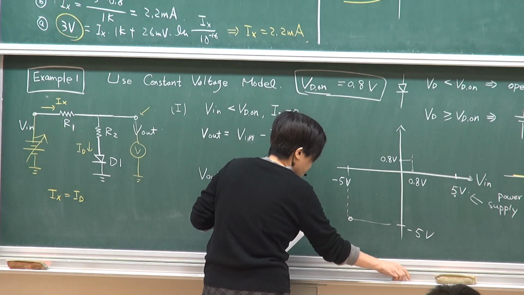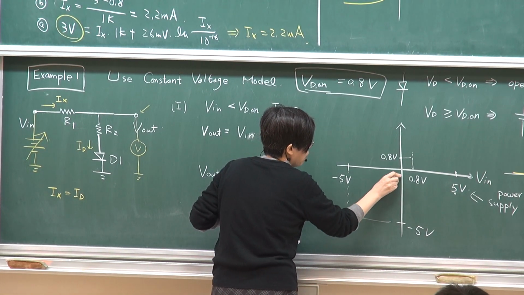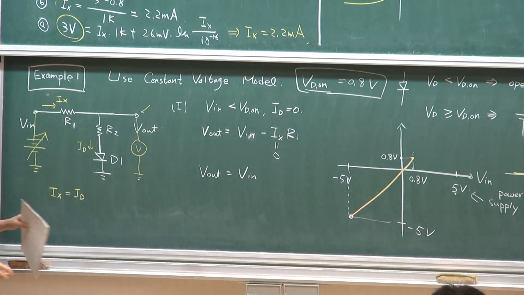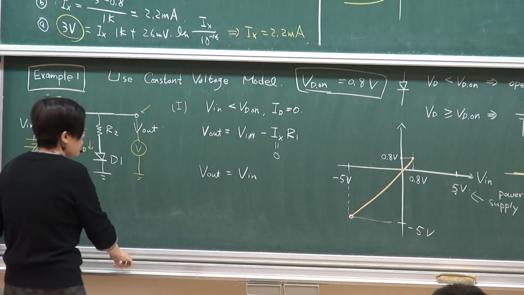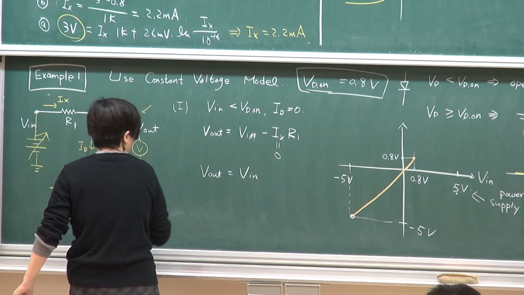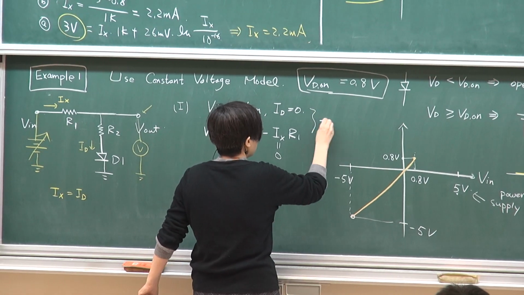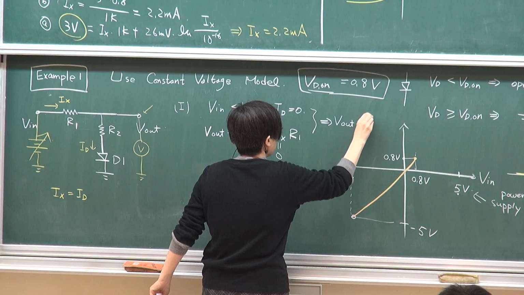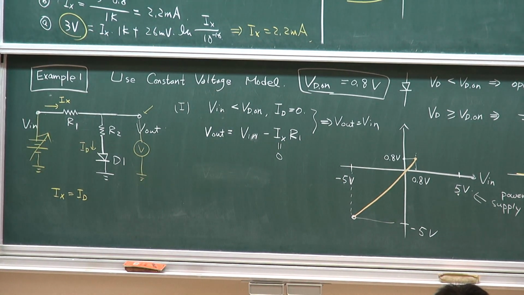Then we get a straight line all the way through the center into here. Okay? This is really straightforward, right? So let's look at what happens if it's higher than that. So this simply implies Vout equals Vin when Vin is smaller than 0.8. This is basically what it says.